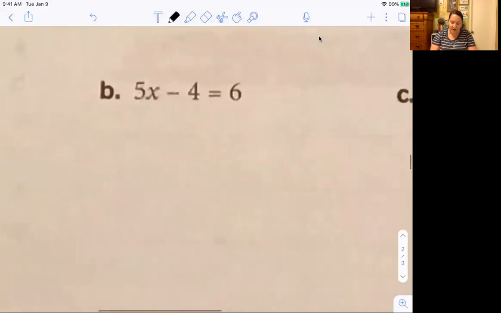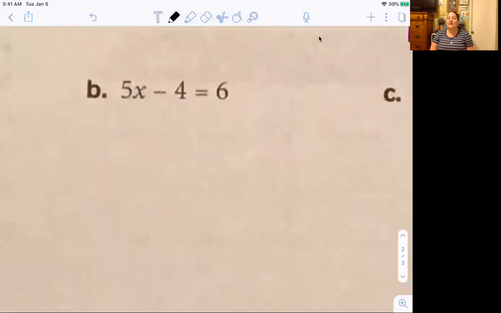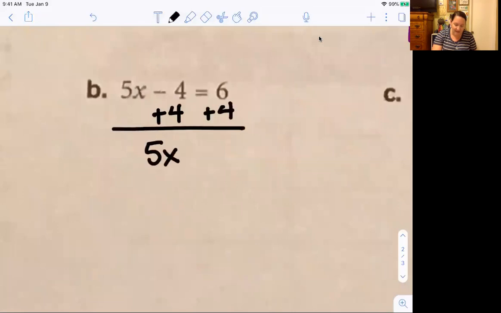Okay, let's move on. How about B? 5x minus 4 equals 6. How do I isolate? What's the very first step in order to isolate? Add 4 to both sides. 5x equals 10 because that's bye-bye.